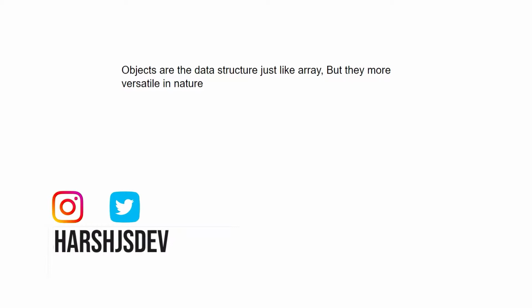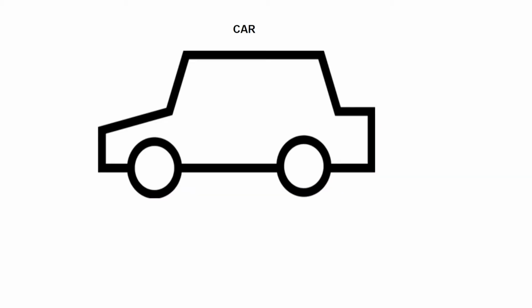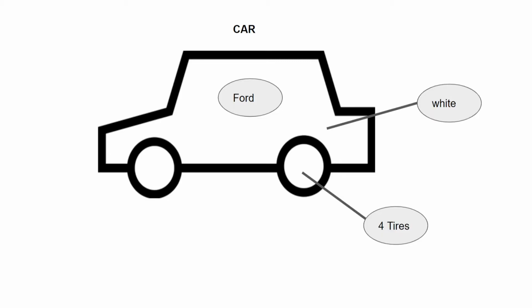Objects are data structures just like arrays, but they are more versatile in nature. An object can be anything. It can be you, me, this computer on which I am writing. Every object has some features or properties in them. For example, a car is an object. But what are the properties of the car? Its model name, Ford, its color, white, its number of tires, 4 tires, and so on.